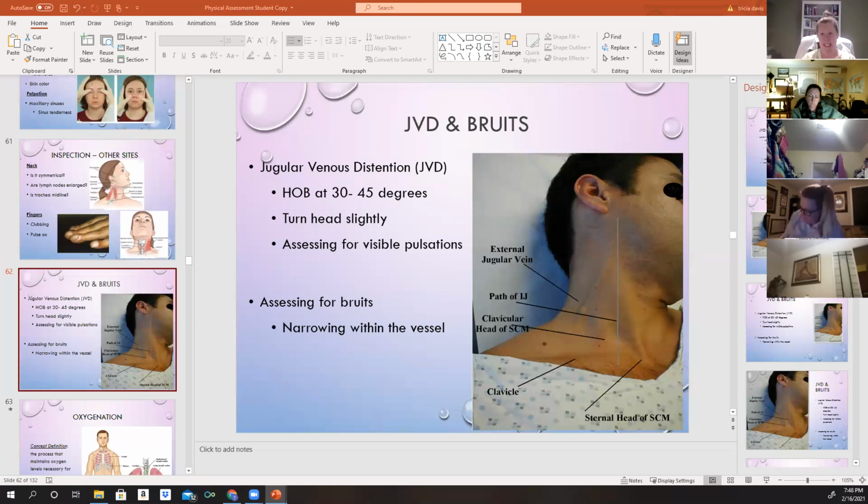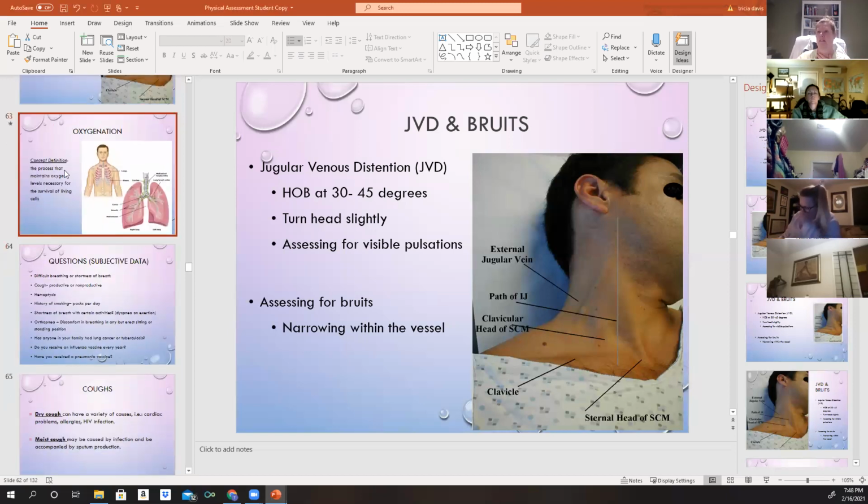So in JVD, you don't want to feel it and you don't want to hear it. In your diabetic patients that have those fistulas, you want to feel it and you want to hear it, because that means that their access for getting their dialysis is working appropriately.